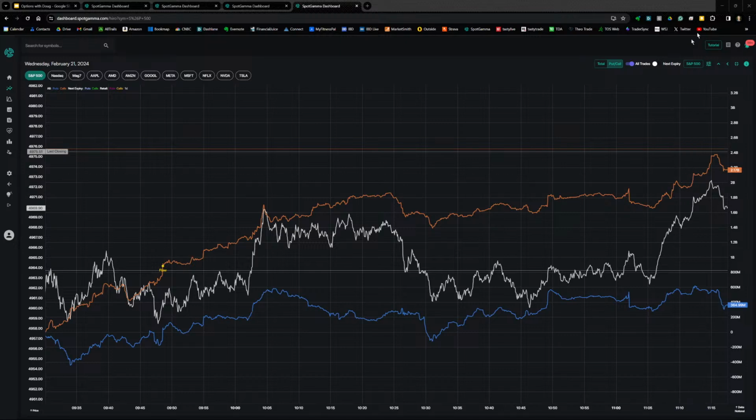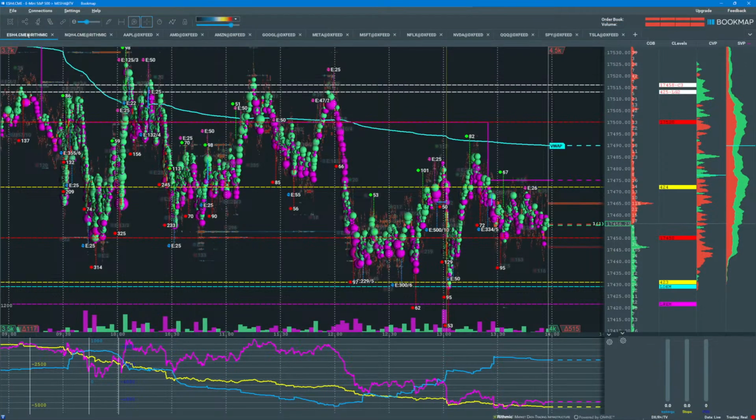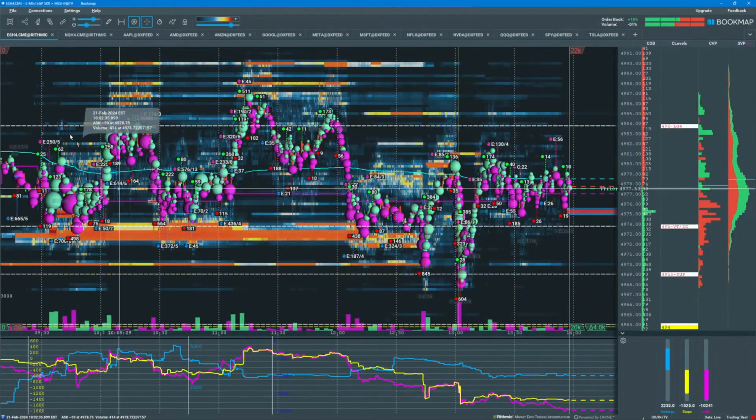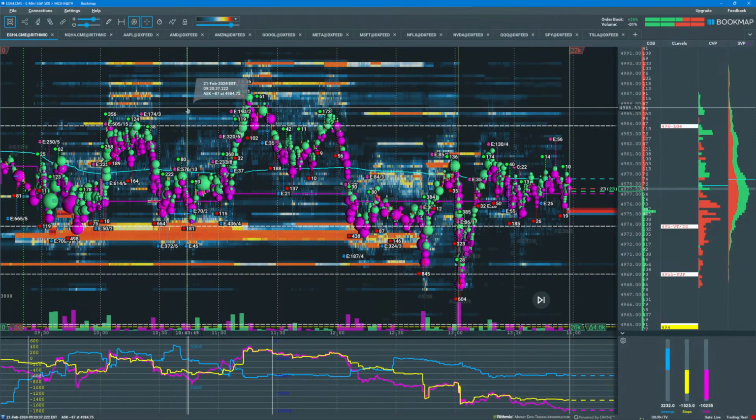All right, so let's go to Bookmap now. Go back to ES. I've got about 2 minutes. We'll take a quick look at this first setup.